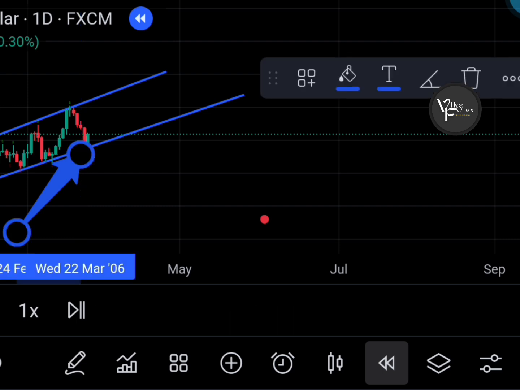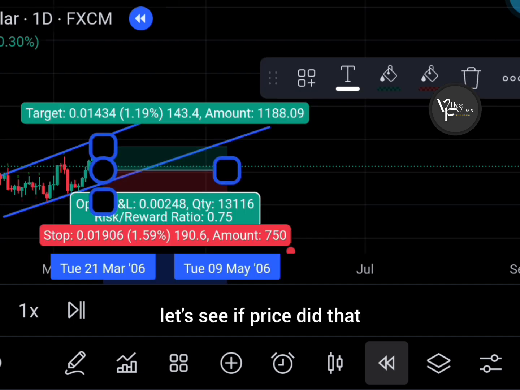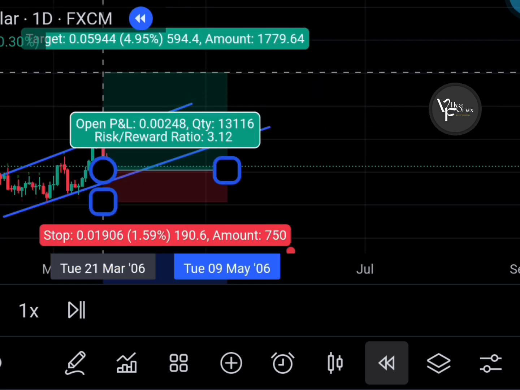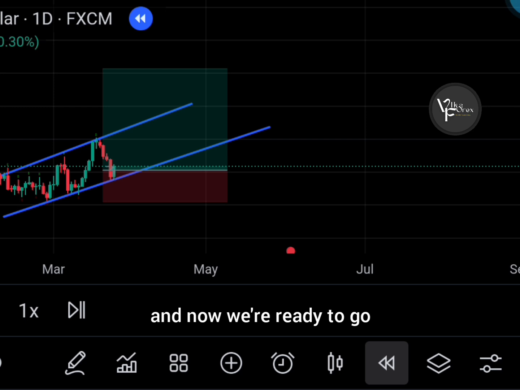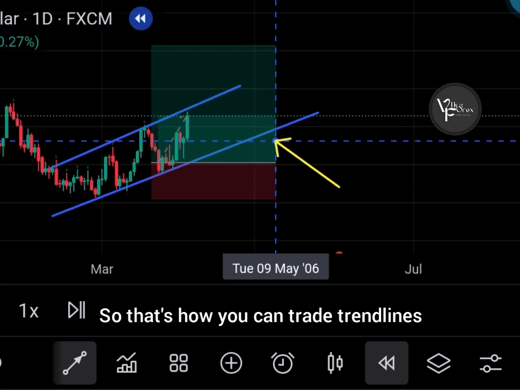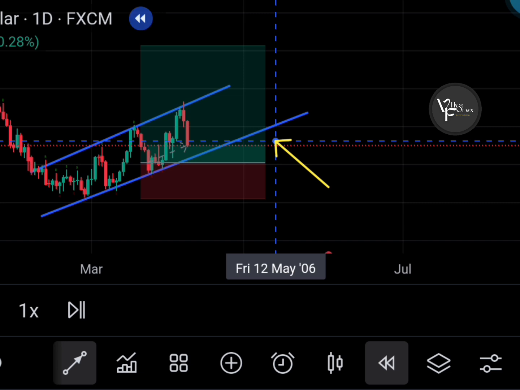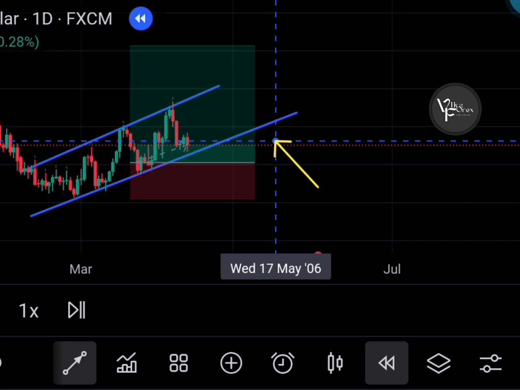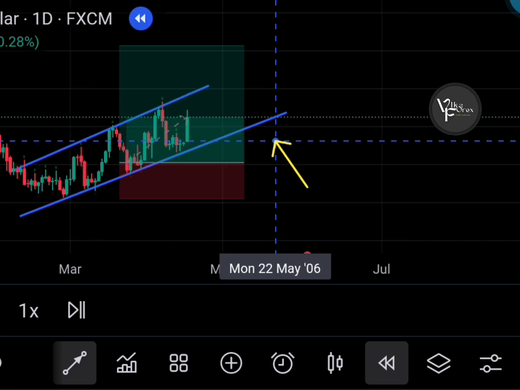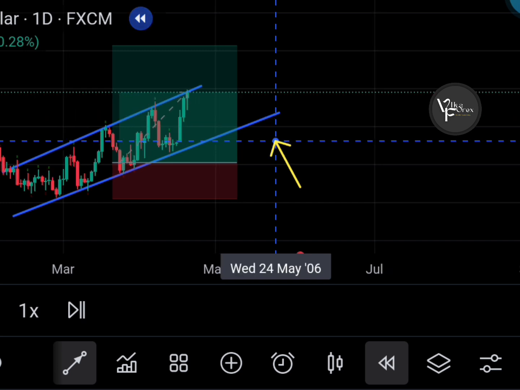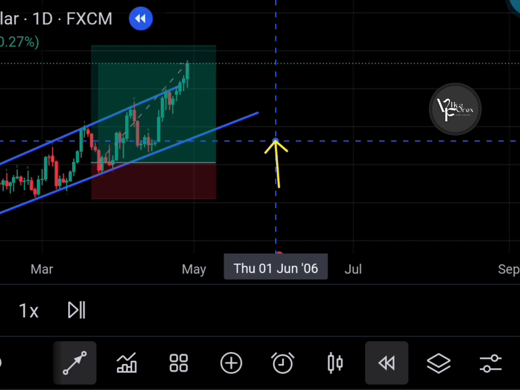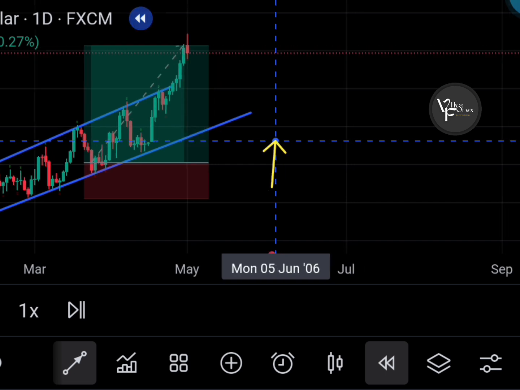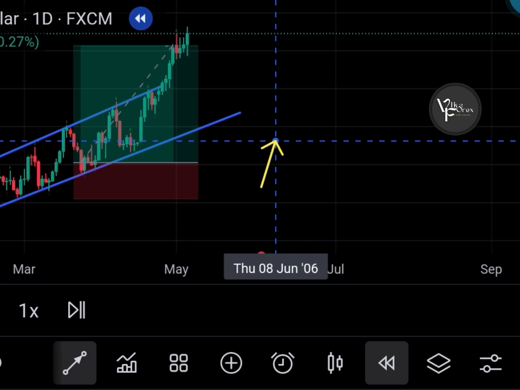So let's go in for a long, and let's see if price does that. Our TP is set, take profit is set, and now we're ready to go. That's our entry, and let's go up. It came back down, but we're still in the game. We'll wait for the price to reach our TP. It has still maintained the resistance. It has broken the resistance, and you see, boom, TP reached exactly as we predicted, and still going higher.